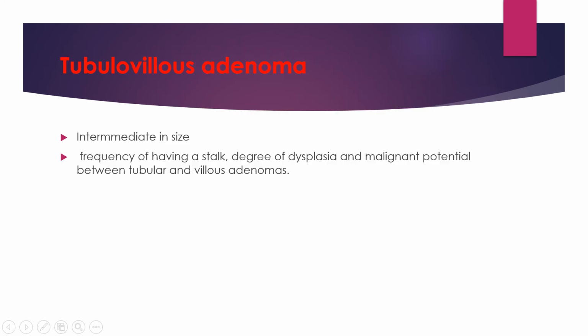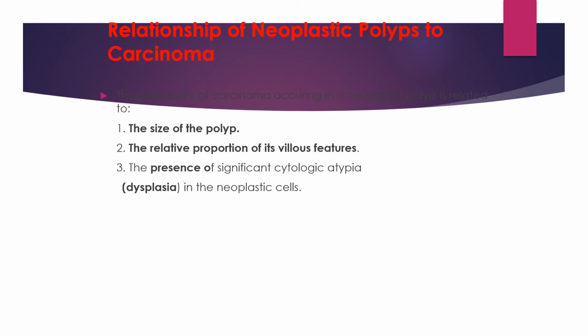Tubulovillous adenomas are intermediate between tubular and villous adenomas, frequently having stalk dysplasia and malignant potential. The probability of carcinoma occurring in a neoplastic polyp is related to three things: the size of the polyp, the relative proportion of its villous features, and the presence of cytologic atypia or dysplasia. How much dysplasia is present in the neoplastic cells? A minor amount of dysplasia is there in every polyp.